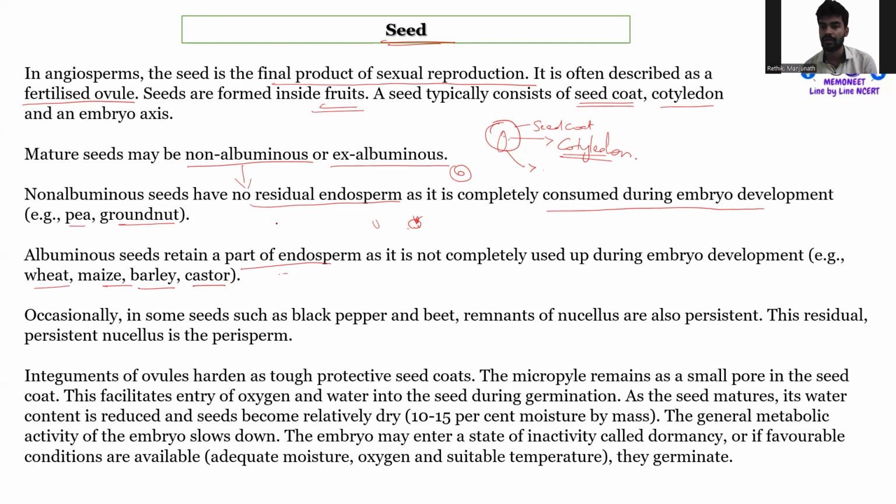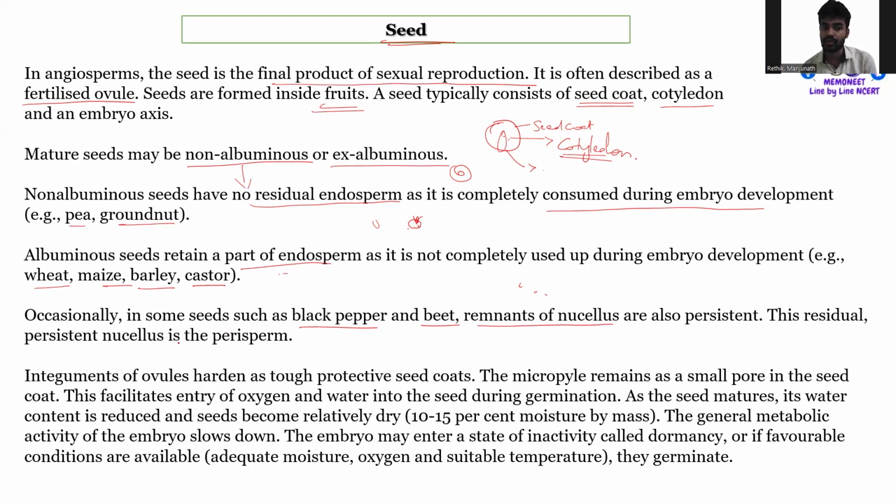Only some, like half, at least a part of the endosperm will be retained. Occasionally, in some seeds such as black pepper and beet, you will be seeing a kind of remnants of the nucellus. You can see traces of the nucellus are also persistent. That means they normally reside. They are normally present as a residual.